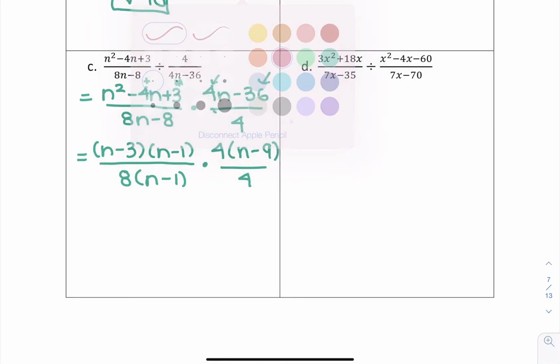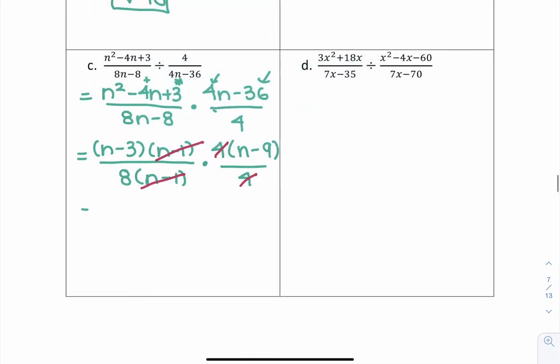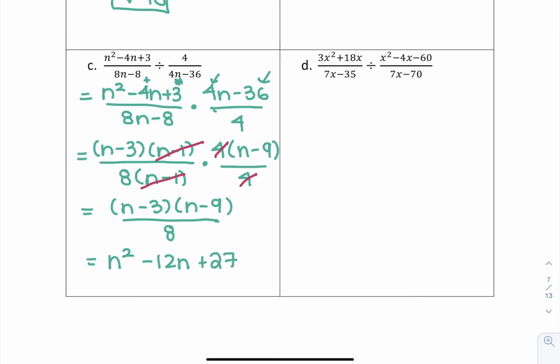Now let's cancel as much as we can. We can cancel the n minus 1 and n minus 1. We can cancel the 4 and the 4. So now we multiply across. N minus 3 times n minus 9 all over 8. So now we're going to FOIL out that numerator to get n squared, and then a minus 9n minus 3n will give us minus 12n. -3 times -9 is plus 27 all over 8.